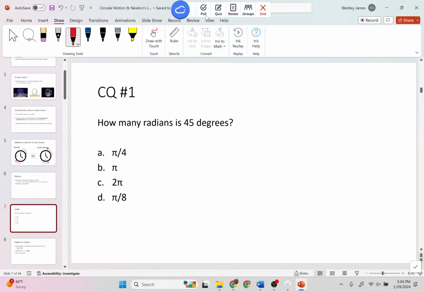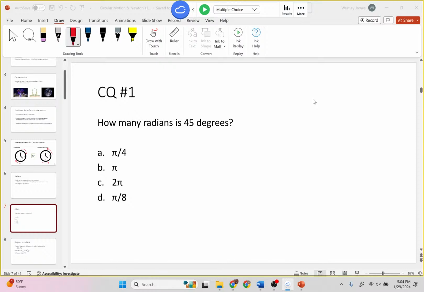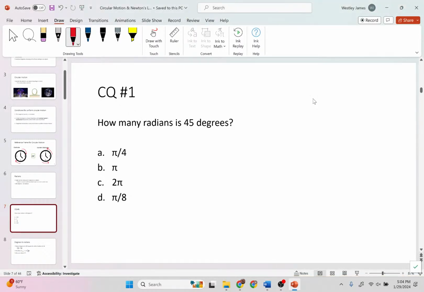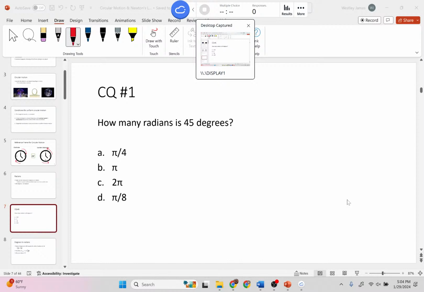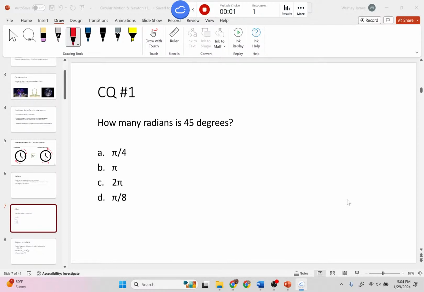So let's see what you all know about radians. How many radians is 45 degrees? It has been so long since I've been where you all are at. I learned radians at some point, I do not remember where. It may have been my physics class, it may have been my calculus class. I have no idea if you all have actually learned radians. I think you have, I hope you have. I don't know if that was calculus or trigonometry. But let's see. How many radians is 45 degrees?